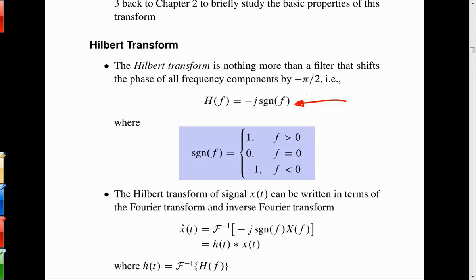So the minus j is the main thing, and the phase is an odd function of frequency, right? That's a property for real systems, and this definitely obeys that, because when f is positive, the phase shift is going to be minus 90. When f is negative, because of the minus sign combined with the minus j, it's going to be plus j. So the filter has a phase shift only. The magnitude response of the filter is 1.